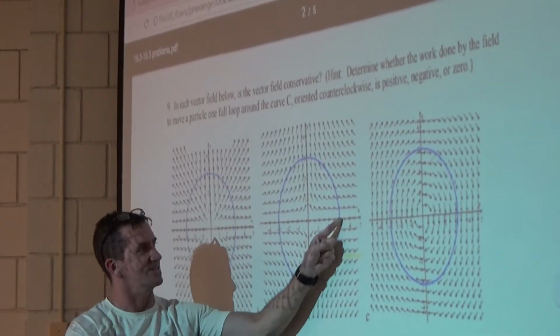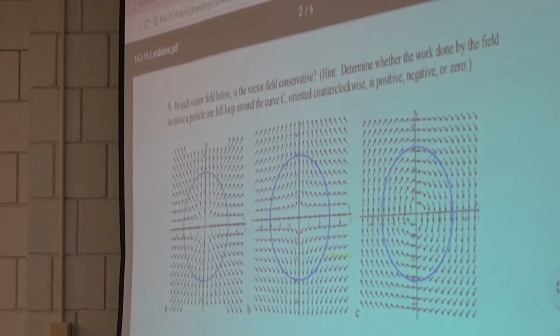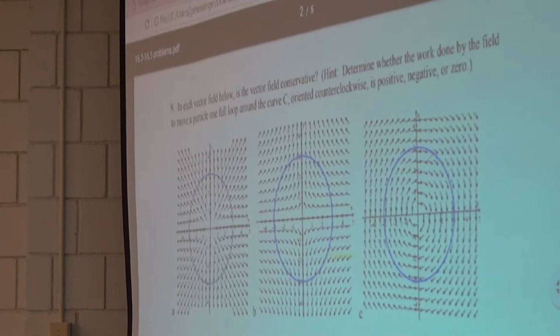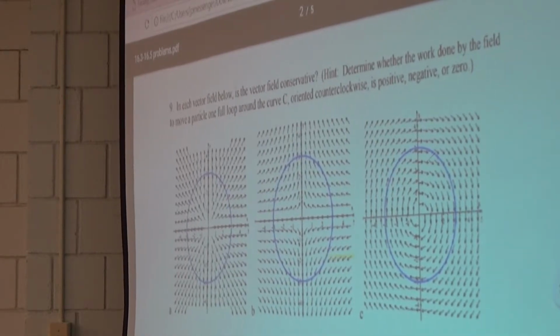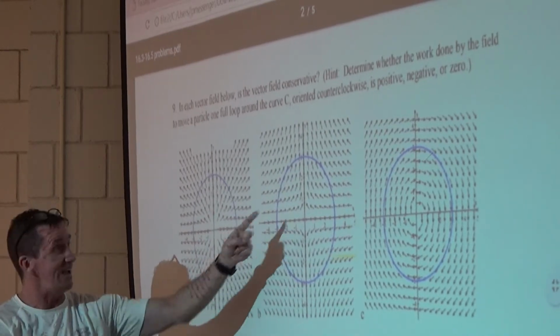Now these are going against it. What do you think? What's your hunch? Does that look conservative? Remember, all we'd have to do is have the vectors almost like in terms of symmetry. Half are going against and half are going with. Does this look conservative? Yeah. You are correct. This one's conservative and this one is conservative.